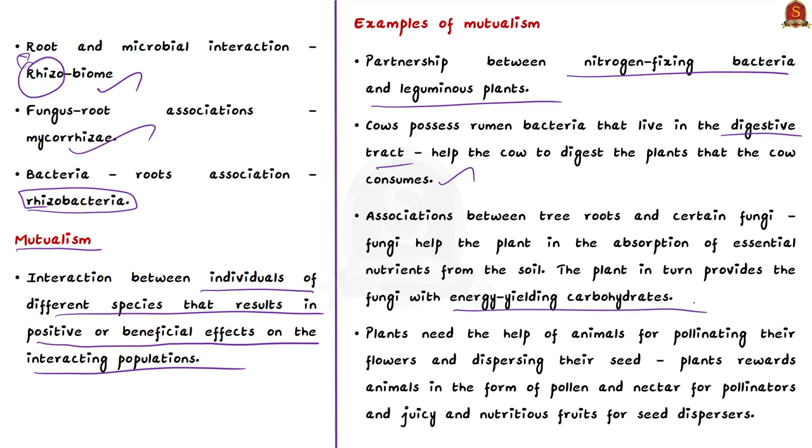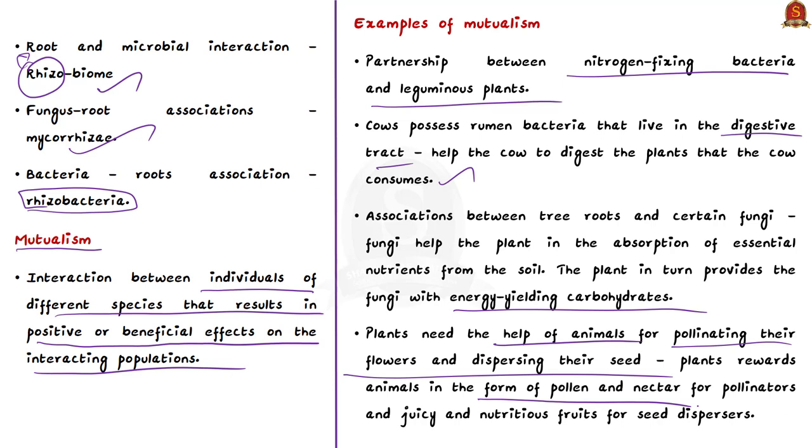Apart from this, the most spectacular and evolutionarily fascinating example of mutualism is this. See, plants need the help of animals for pollinating their flowers and dispersing their seeds. Animals obviously have to be paid fees for the services that plants expect from them. So, plants offer reward in the form of pollen and nectar for pollinators, and they offer juicy and nutritious fruit for seed dispersers. So, this is a very good example of mutualism. In this, both the species are getting benefited.